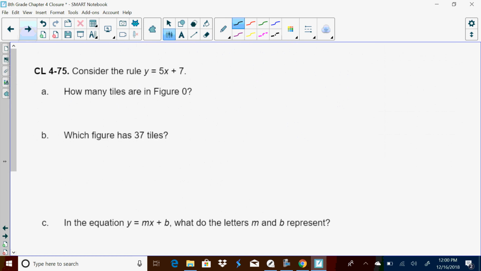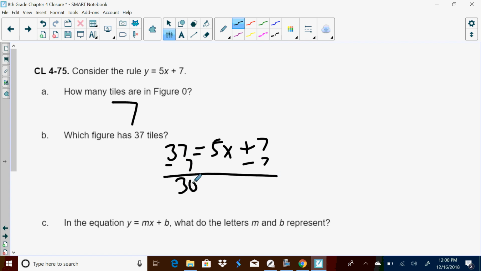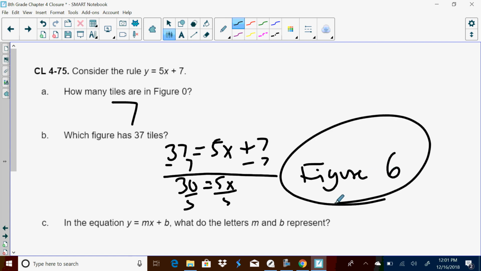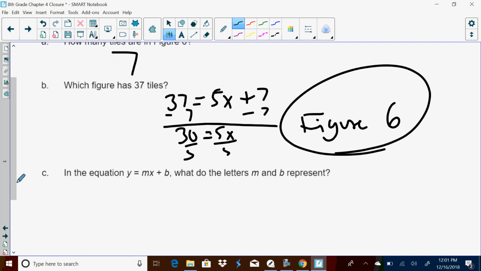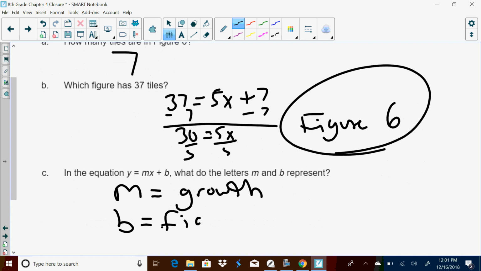Problem 475 says consider the rule y equals 5x plus 7. How many tiles are in figure 0? The correct answer was 7. Which figure has 37 tiles? So you do 37 equals 5x plus 7. We got 30 equals 5x. Divided by 5, it's figure 6. And then C says in the equation y equals mx plus b, what does m stand for? The growth. And b is the figure 0.